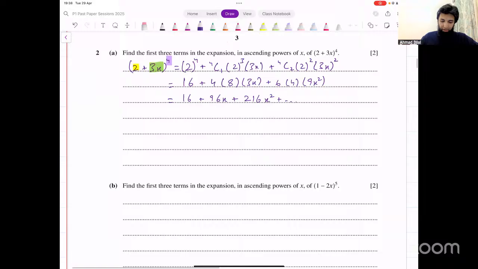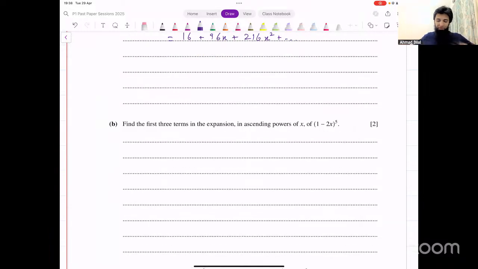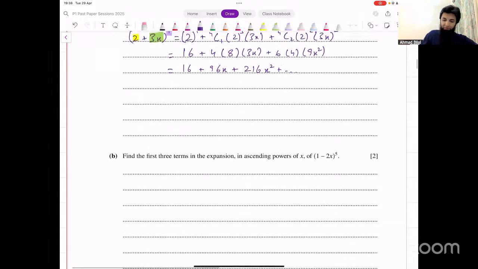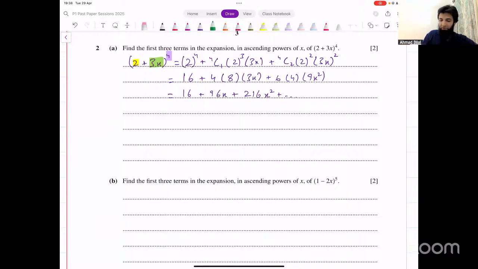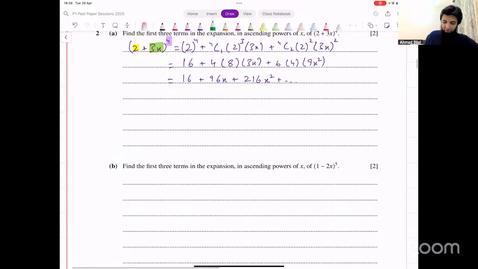Okay, all right. Now it says, find the first three terms of the expansion in ascending powers of x for (1 - 2x)^5. Now that's a different expansion. We have to do that again now. First three terms of this expansion, (1 - 2x)^5.